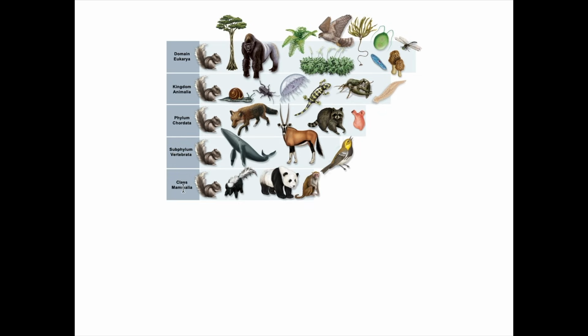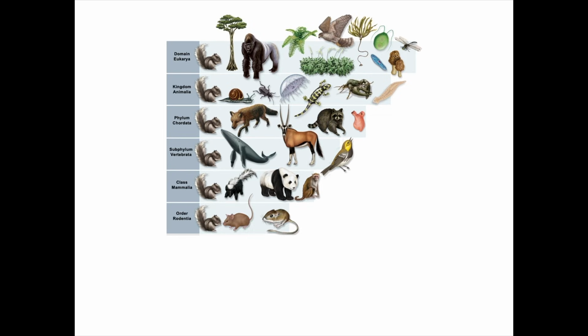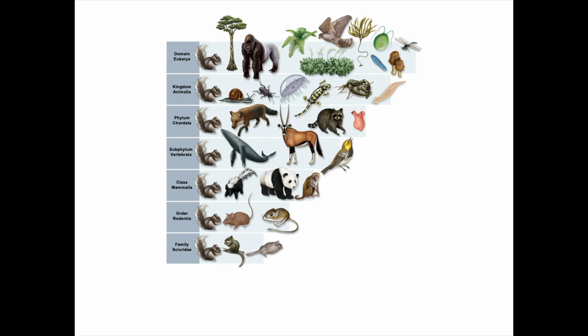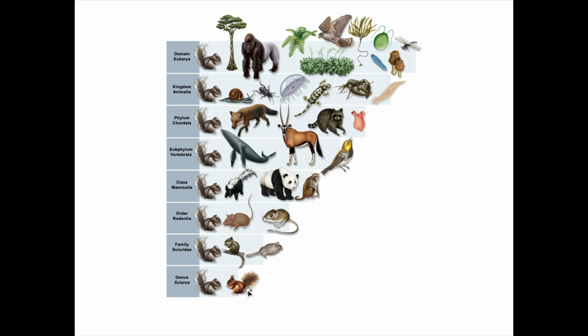After phylum, there's class. In this case, we're in class Mammalia, mammals, kind of a skunk, a panda, some sort of monkey here. After class, there is order. In this particular example, it's order Rodentia, so we're talking about rodents, mice, and rats. After order, there is family. In this case, it's Sciuridae, so we've got chipmunks and squirrels. After family, there is genus, Sciurus, that's squirrels.